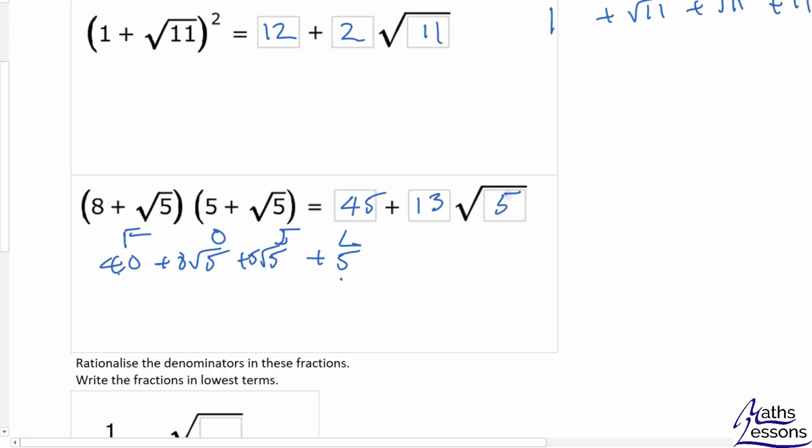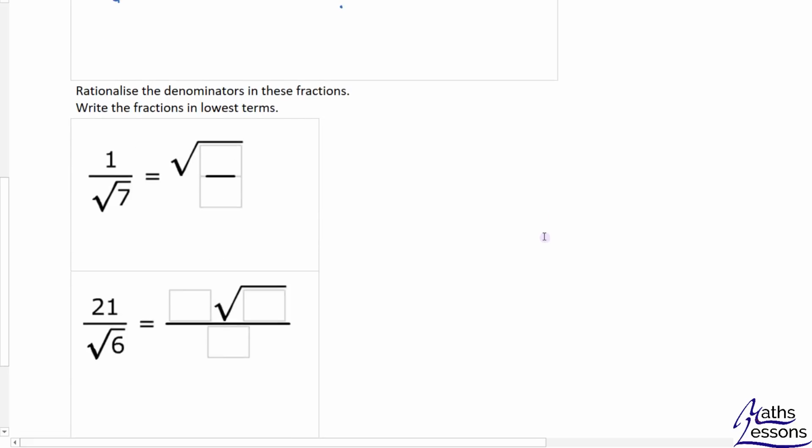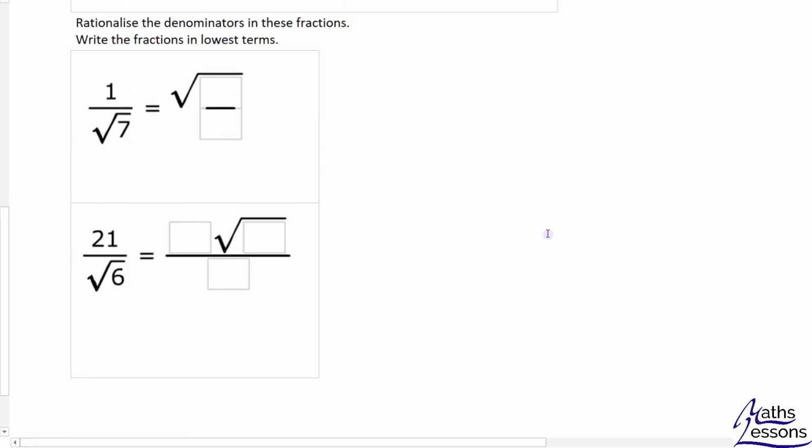Okay, we're going to try and turn these into fractions where the denominator is rationalized. That means no square roots in the bottom. See if you can think how to do that. You have 30 seconds to think about that too.